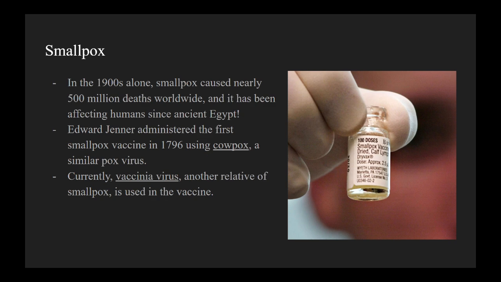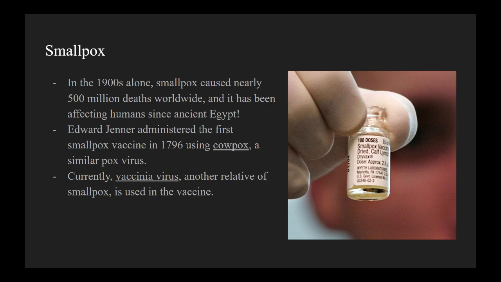So what he did was he noticed that there was a similar disease to smallpox called cowpox, which was infecting cows and humans. And he noticed that basically people who had contracted cowpox, which is a lot less severe than smallpox, were essentially immune to smallpox. So what he did was, this is kind of disgusting, he took the fluid from the blisters of people who had cowpox, and he injected that into people in order to vaccinate them for smallpox.